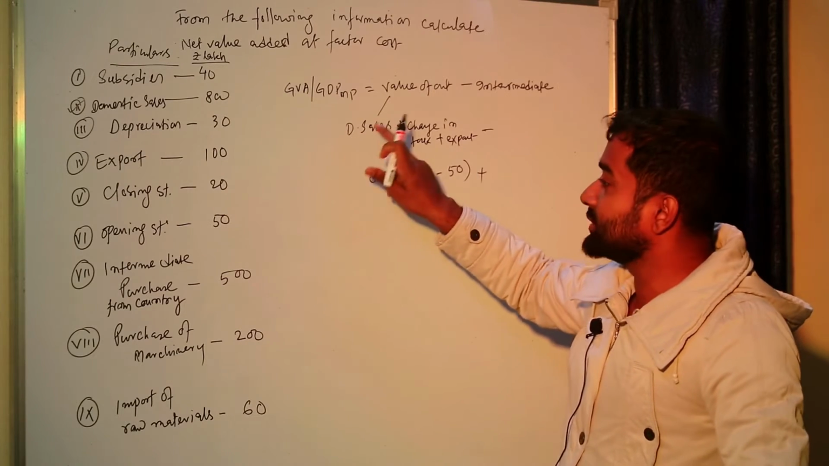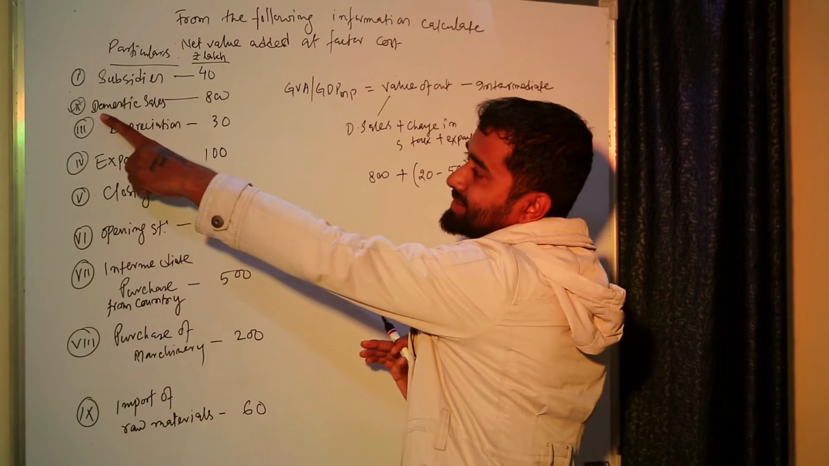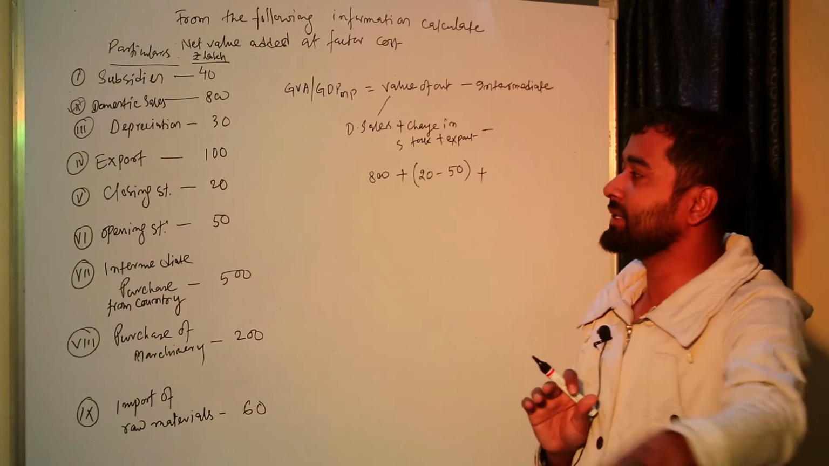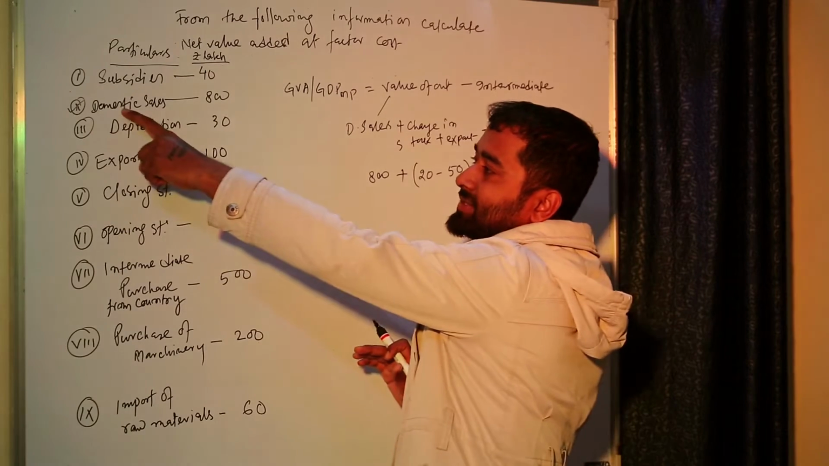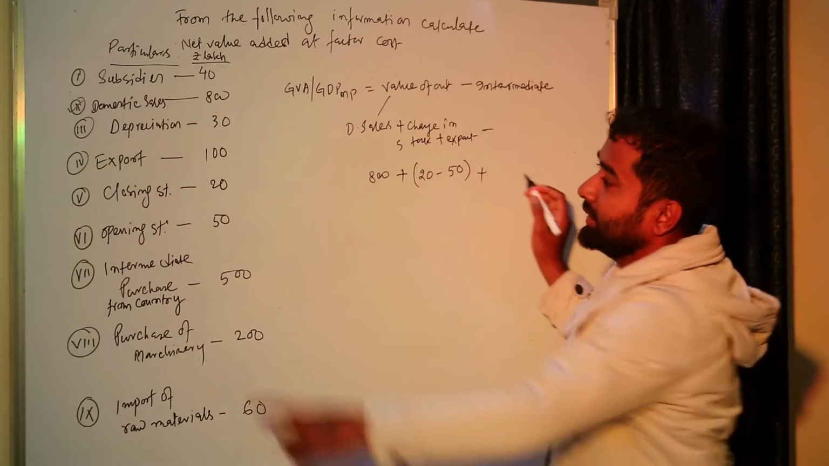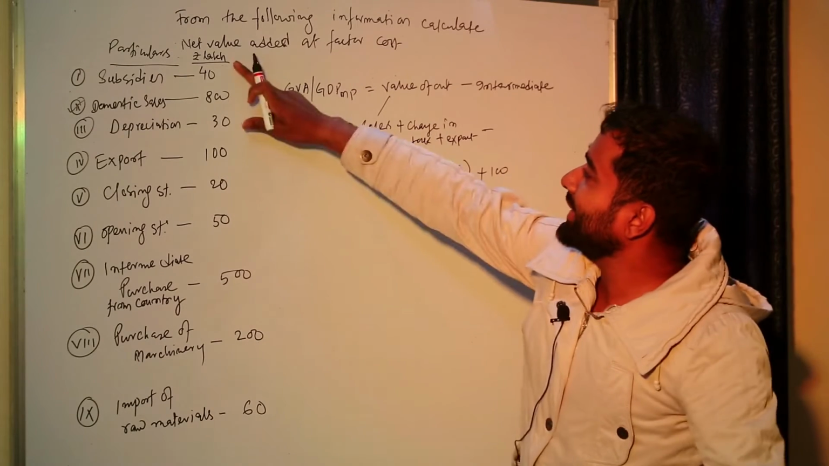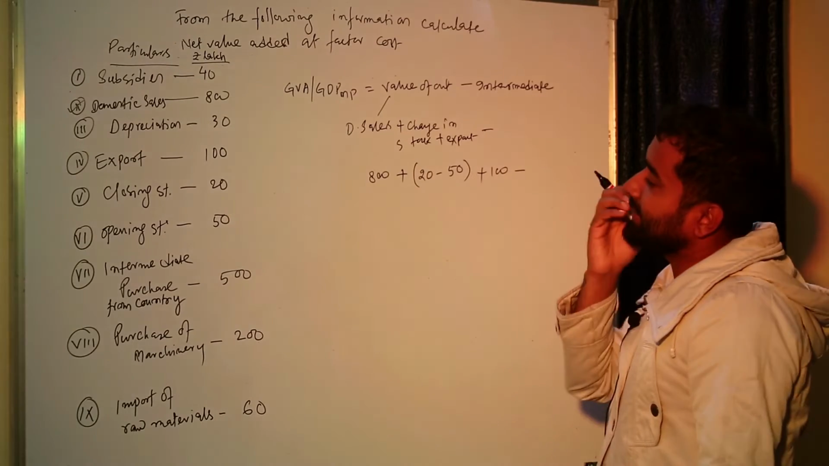Since domestic sales has been given, not total sales, we should definitely use export. If total sales were given, we could ignore export, but here domestic sales is given, so export should be considered. Export is given as 100. It isn't given in lakhs, so 100 lakhs. After that, minus intermediate consumption.